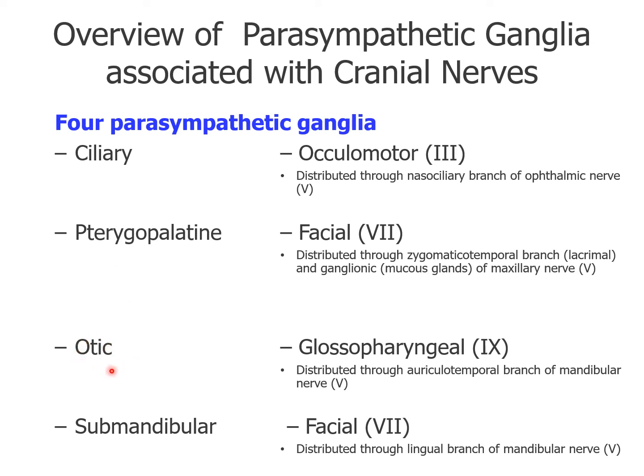Third, we have the otic ganglion. The preganglionic parasympathetic fibers are derived from the lesser petrosal branch of the glossopharyngeal, which are then distributed through branches of the auriculotemporal nerve to the parotid salivary gland. And finally, we have the submandibular ganglion. The preganglionic fibers originate in nervus intermedius of the facial and are distributed to the submandibular and sublingual salivary glands through the lingual branch of the mandibular division of the trigeminal nerve.